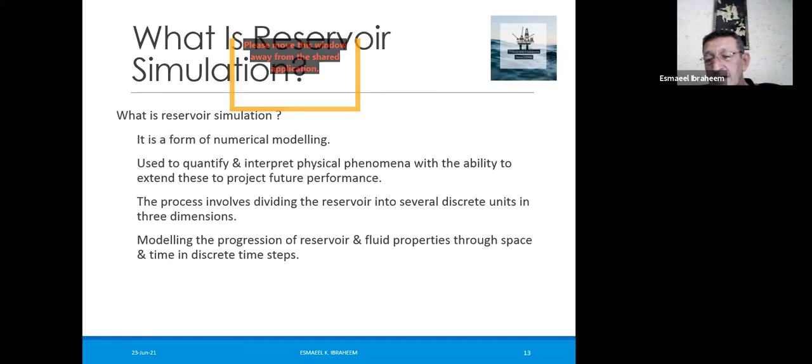It models the progression of reservoir and fluid properties through space and time in discrete time steps. Also, you can see the change of the fluid properties and the progression of the reservoir at the same time in different time steps. You can choose within months or within days, and you can see what kind of changes will happen in your reservoir during its production life.